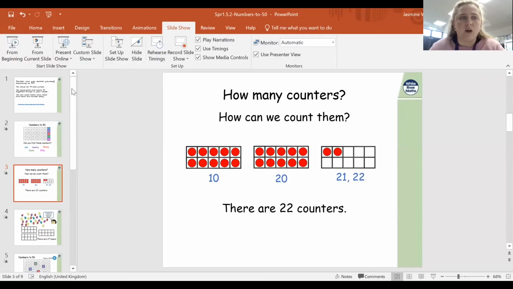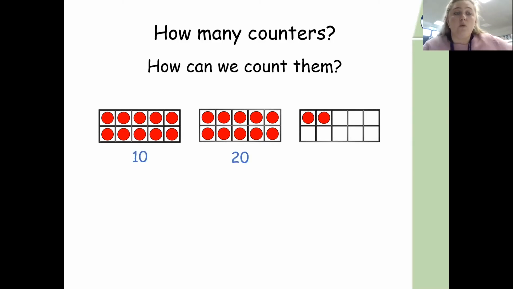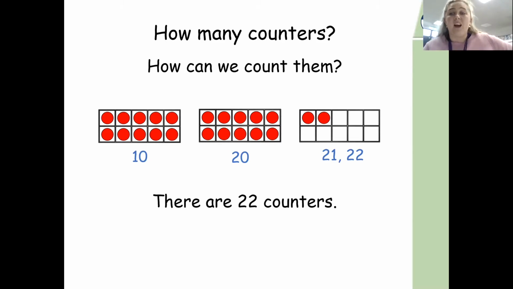1, 2, 3, 4, 5. 1, 2, 3, 4, 5, 6, 7, 8, 9, 10, 11, 12, 13, 14, 15, 16, 17, 18, 19, 20, 21, 22. Or we could count them by knowing that we have 2 full tens frames. So that means we have 20 and then 21, 22. So well done if you said we have 22 because we have 10, 20, 21, 22. There are 22 counters. Fantastic if you wrote that down.